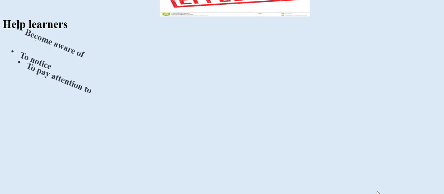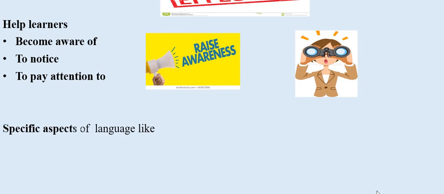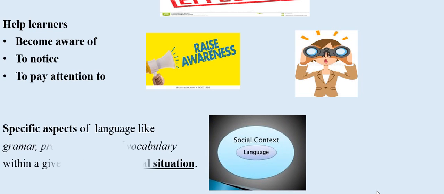So it's going to be more effective if we help learners become aware of, or notice, or pay attention to specific aspects of language, like grammar, pronunciation, and vocabulary, within a given cultural or social situation. This is going to be much more effective than just trying to teach the language in isolation, or aspects of the language apart from the context.